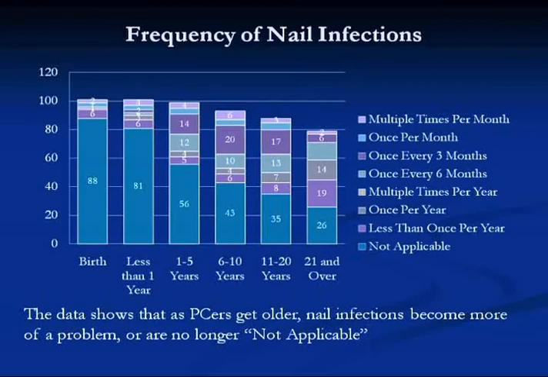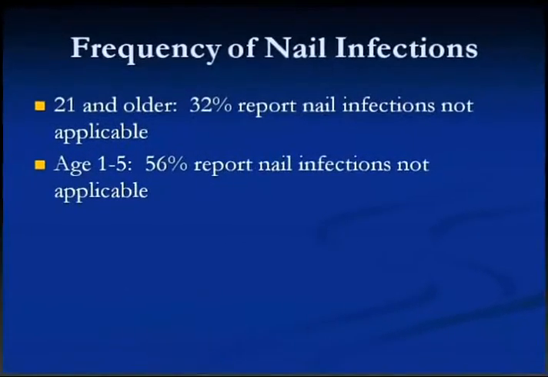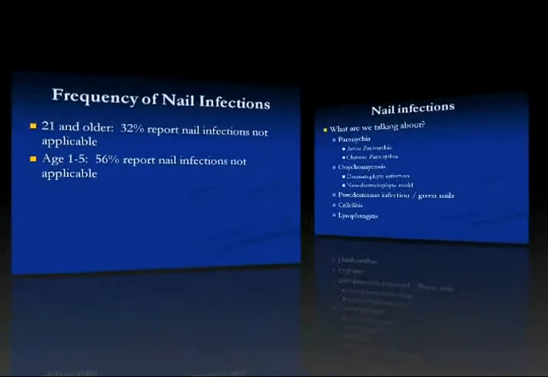So, for example, if you're 21 and older, in this group that we studied, 101 people, 32% of nail infections were not applicable, but in comparison, in the age group 1 to 5, 50% reported that nail infections were not applicable. So they are applicable more as you get older. There may be some recall bias. There are things that we can talk about, but not in this talk. I'm already over. Nail infections, I've listed all these different things. Chris already talked about it, and I'm happy to talk more about it or any nail issues.